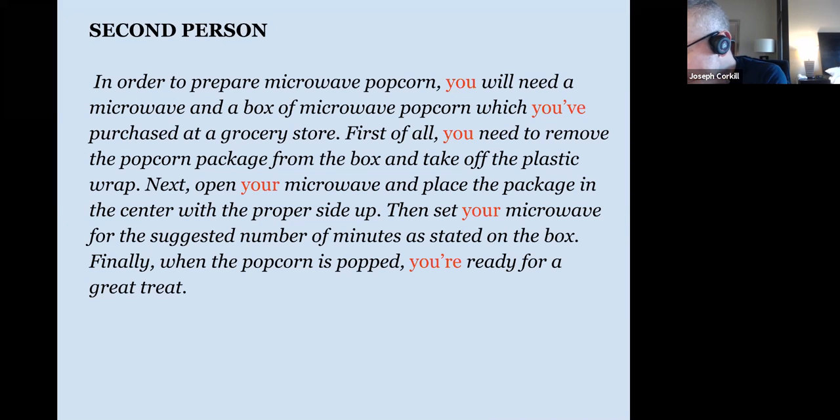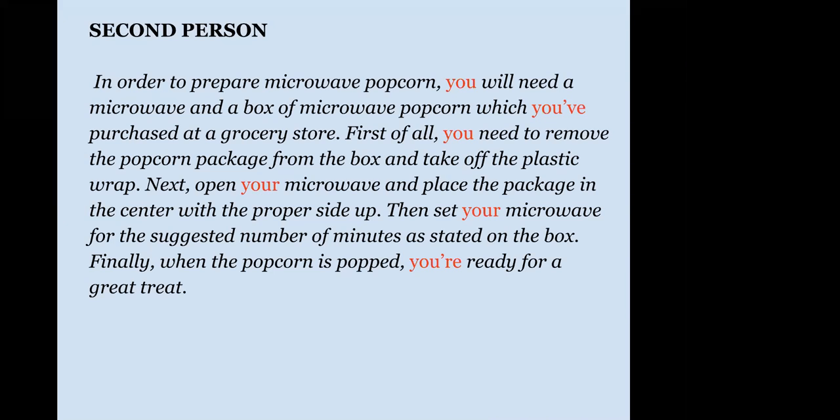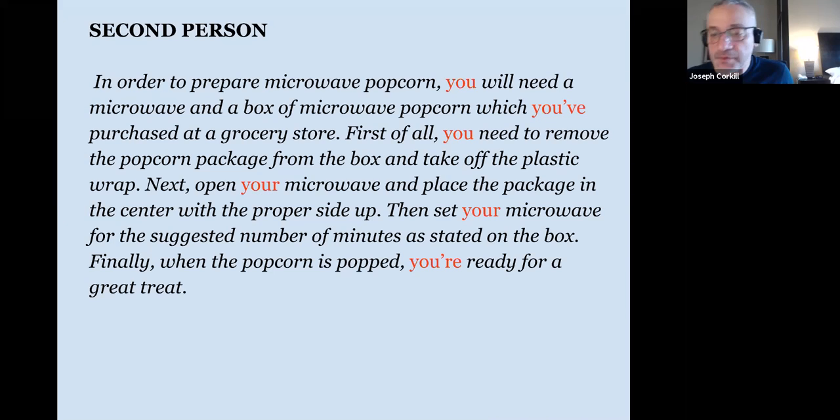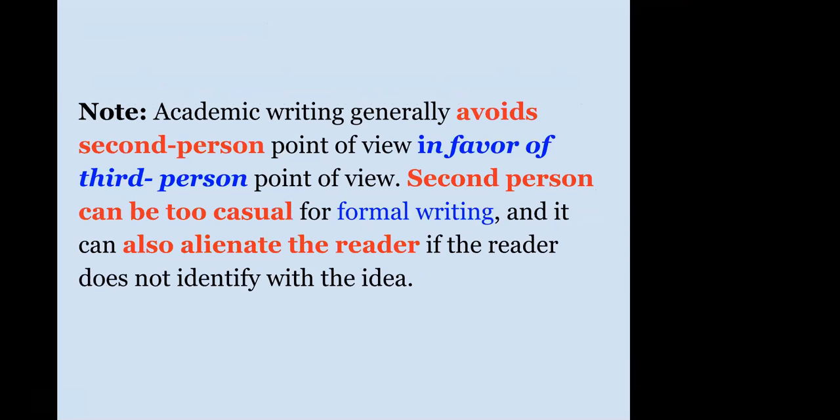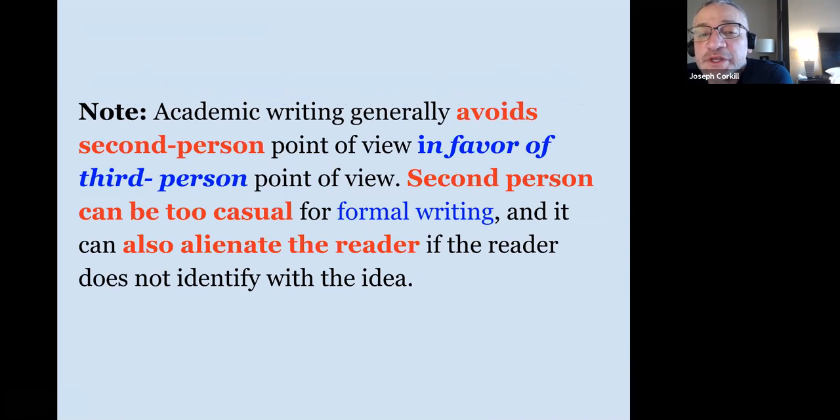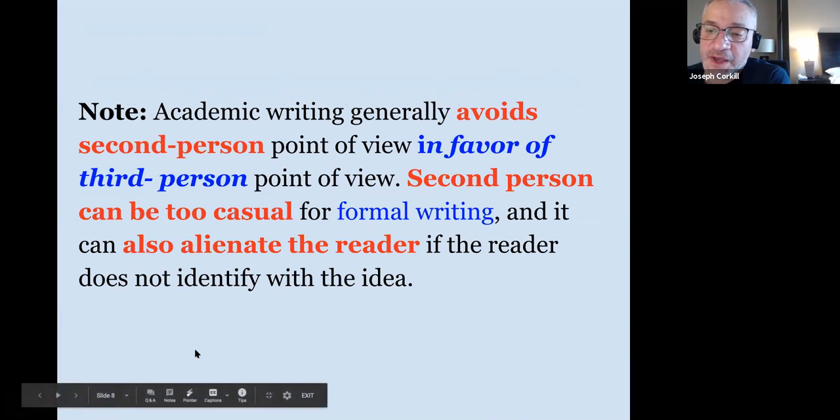All right, so in that type of writing, yes, you're explaining directions to somebody, and you would use second person. But this is not a text analysis response right here in front of you on this slide. Right? Note, academic writing generally avoids second person point of view in favor of third person point of view. Second person point of view can be too casual for formal writing. And it can also alienate the reader if the reader does not identify with the idea.